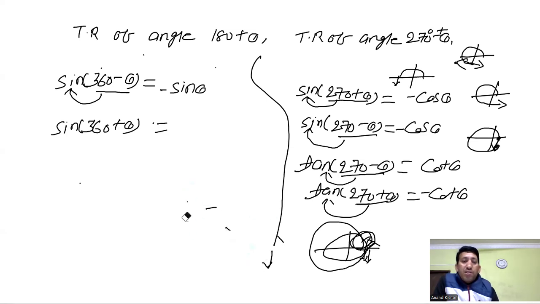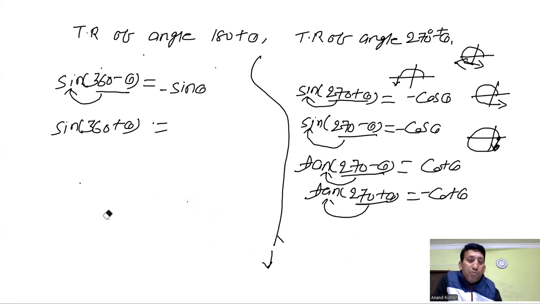So this is very moderate. Whatever trigonometric ratio is there, first of all, we have to know that at 360 the ratio remains the same, and 360 plus theta goes to the first quadrant, and 360 minus theta goes to the fourth quadrant.